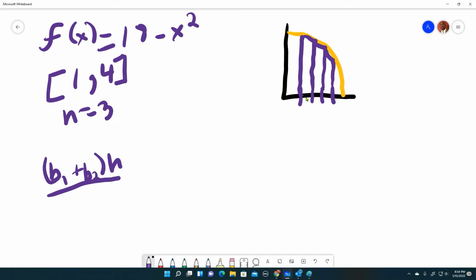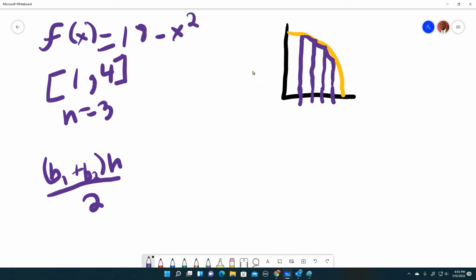So that's just the general area of a regular trapezoid, where B1 and B2 must be parallel to each other and the height must be perpendicular to those bases. B1 and B2 are bases. So if I look at this trapezoid, these two guys are my bases. They're parallel. And this guy right here is my height.